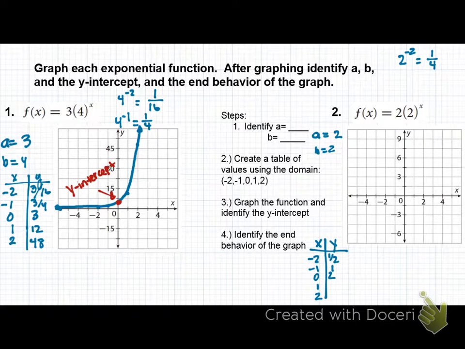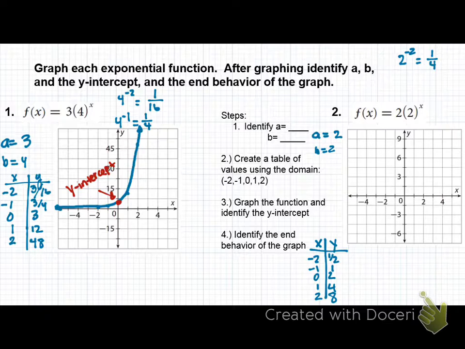Excellent. Okay. 2 to the 0 is 1. 1 times 2 is 2. We got that right here. 2 to the 1 is 2. 2 times 2 is 4. And then 2 squared is 4 times 2 is 8. Again, it's exponentially growing. You see that? It's doubling every time, right? Just like your bacteria double every so many minutes.